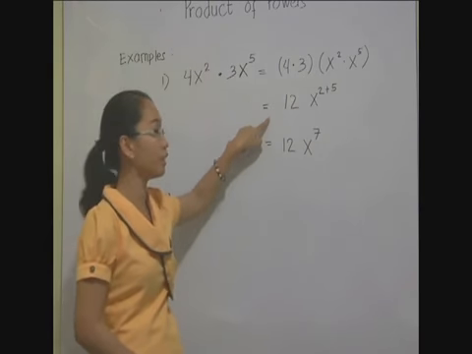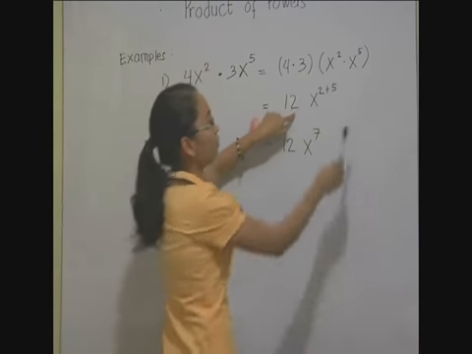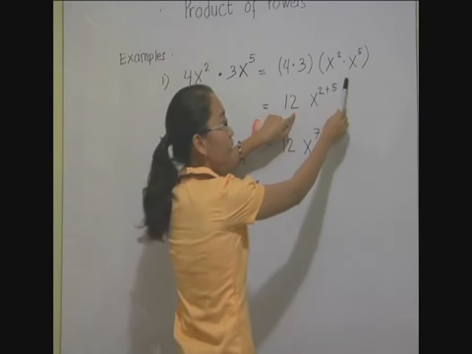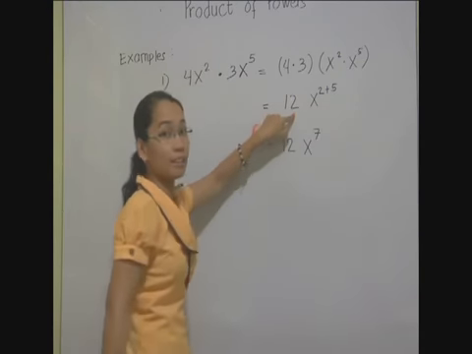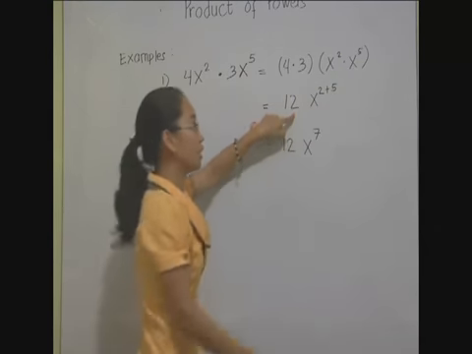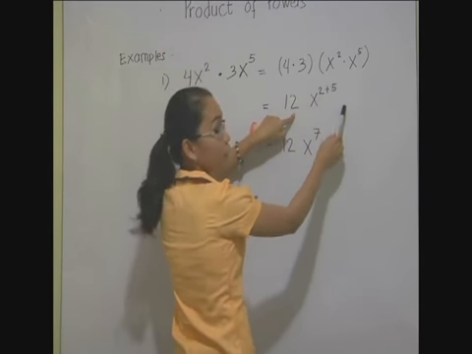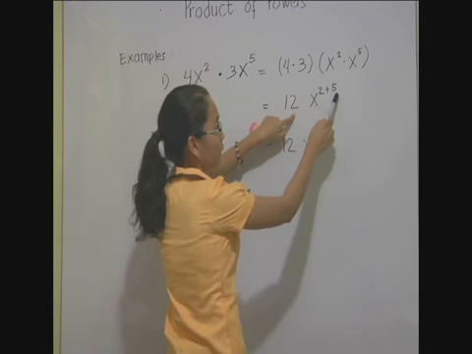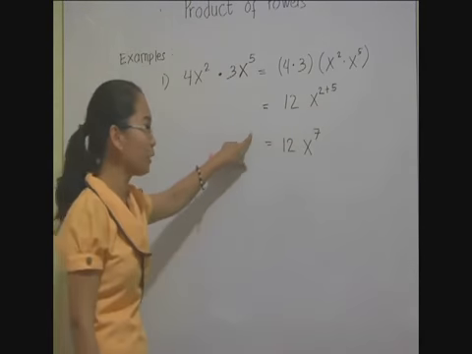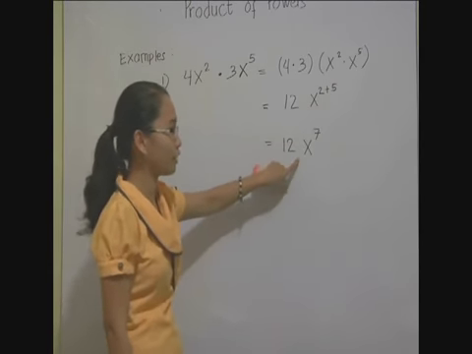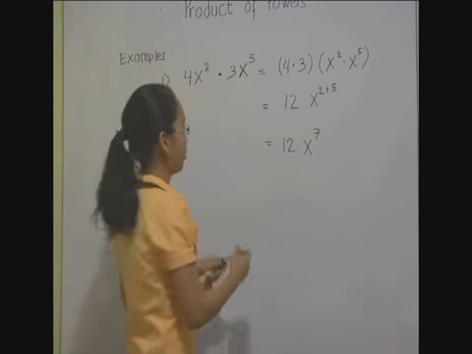4 times 3 is 12, times x to the power of 2 and x to the power of 5, which have the same base, x. So from the product of powers, we are going to add the exponents, that is 2 plus 5. That's why it will become 12 times x to the power of 7.